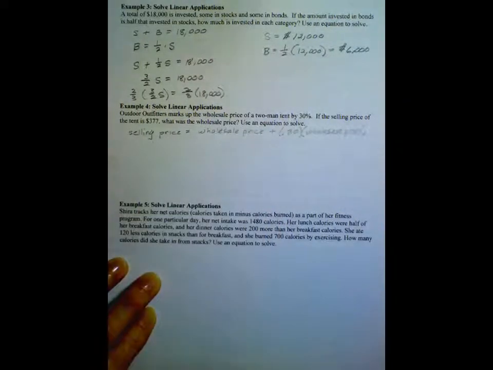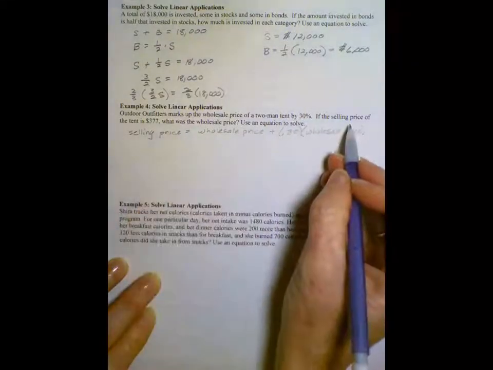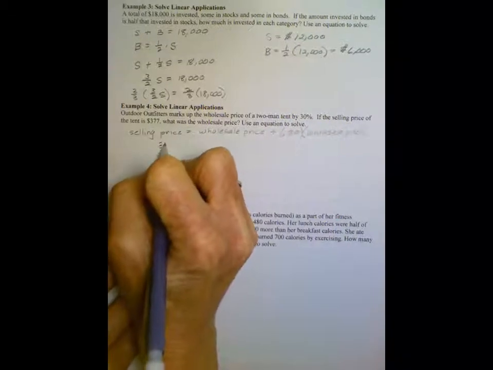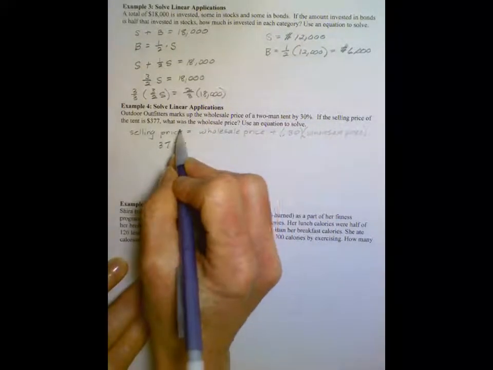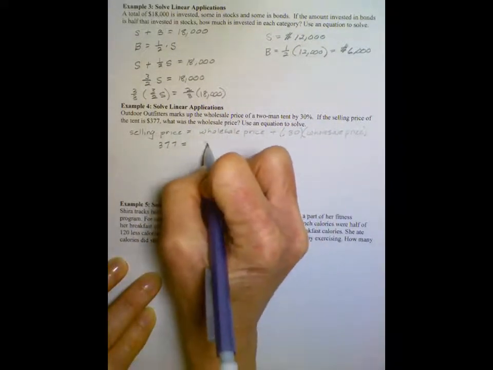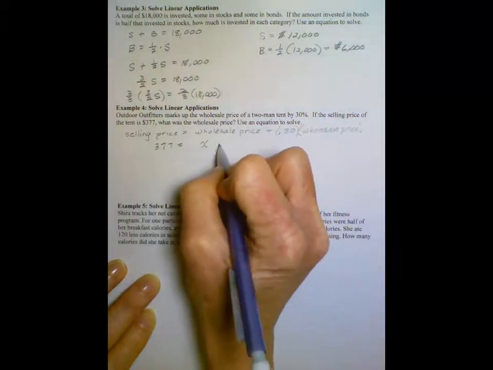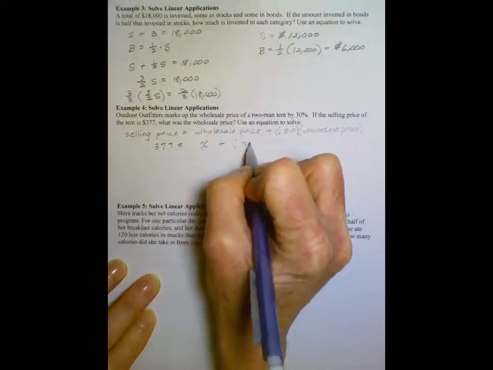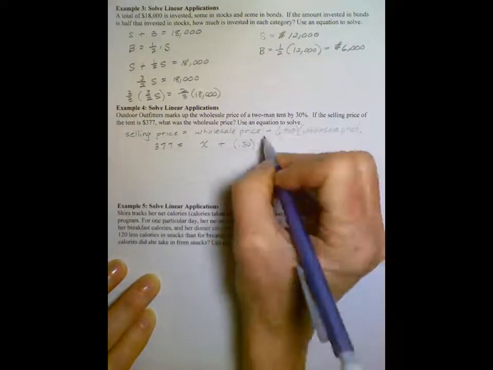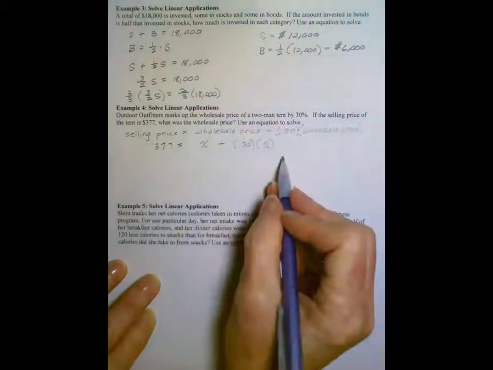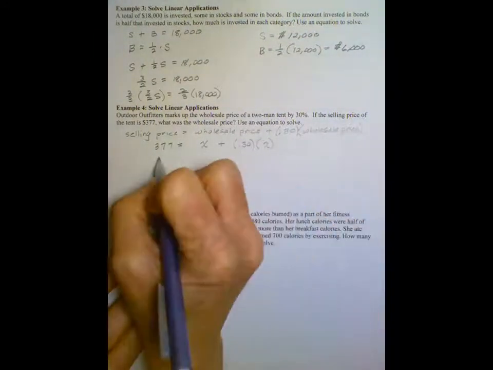That's what they're thinking. Okay, what do they tell us? They tell us the selling price. Oh, they're giving us this, okay? It's $377. What was the wholesale price? Well, there's our variable. I'll just use an X. You can use any variable. Plus 0.30 times wholesale price, right? There's the X again. Okay, so here's our equation. We have a linear equation to solve.